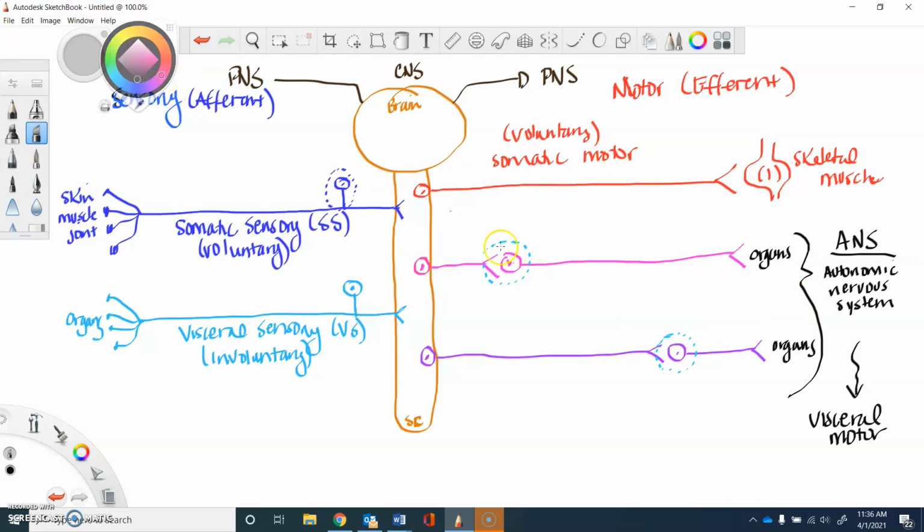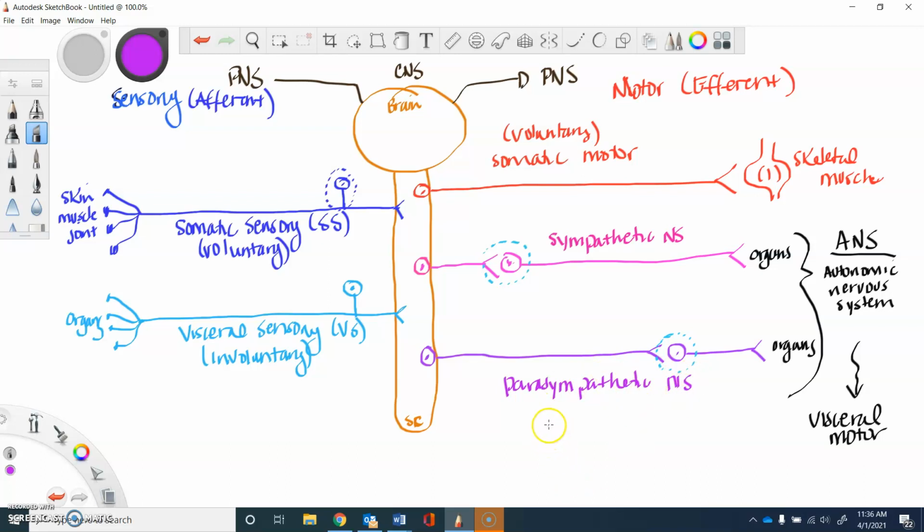So the first branch is this one up here, called the sympathetic nervous system. And the one at the bottom is called the parasympathetic nervous system. The sympathetic and the parasympathetic is the nervous system that will innervate your viscera, your organs, motor-wise. Okay?